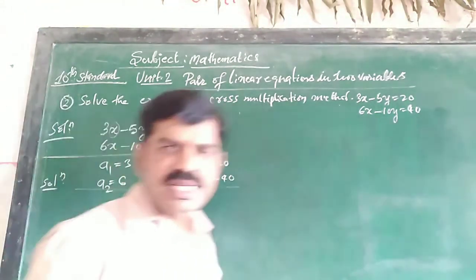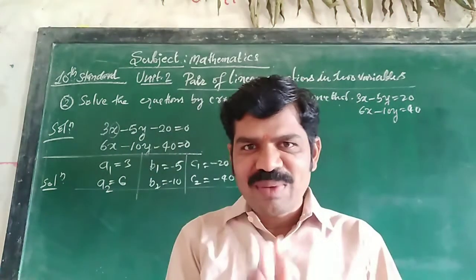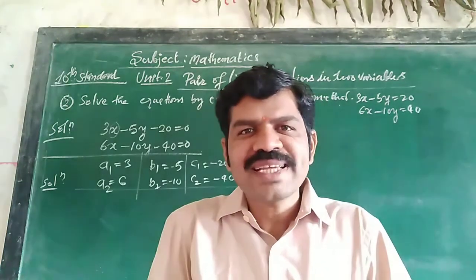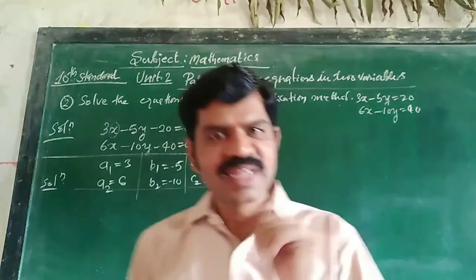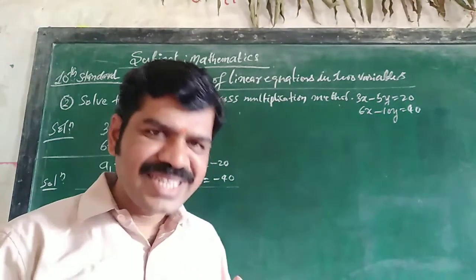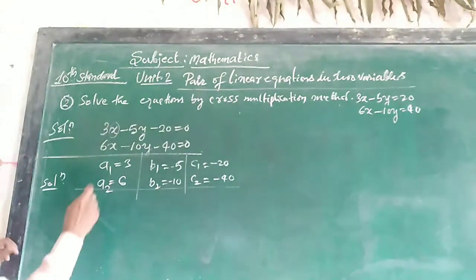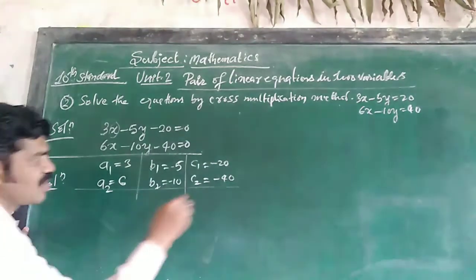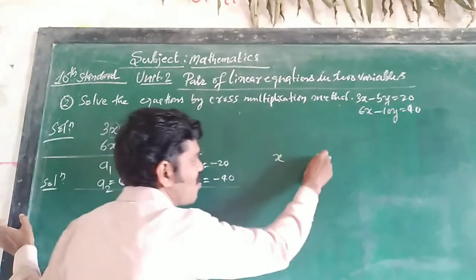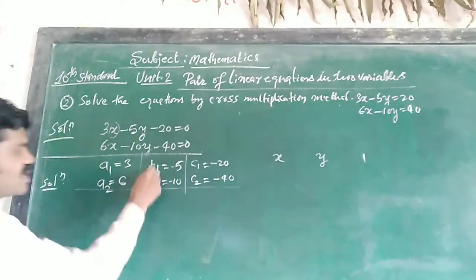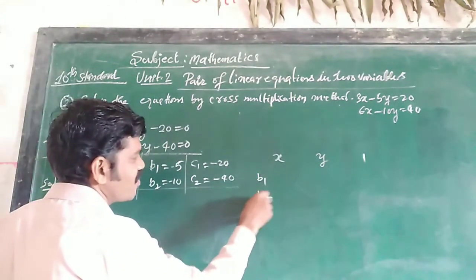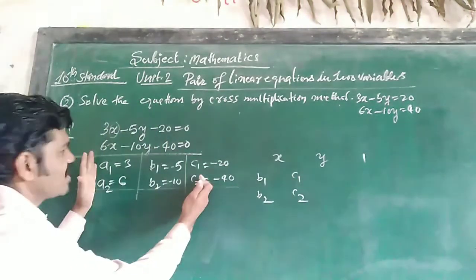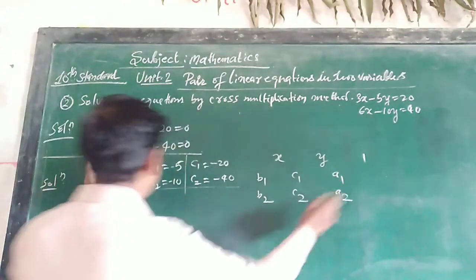By using this, we should write the formula. How to extract the formula? We have to remember the formula. If in case we forget the formula, what to do? Here is a very simple trick to remember. See here, a1 a2, b1 b2, c1 c2. Write down x, y and 1. So b1 and b2 will be written here. After b1 we have c1 and c2. After c1 we have a1 and a2. Again b1 and b2.